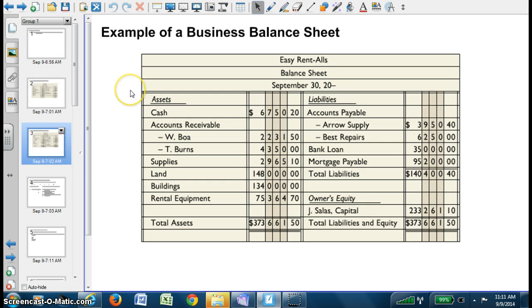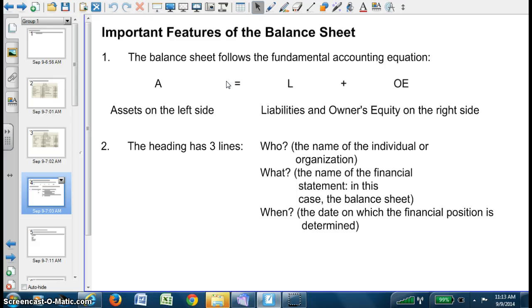Here we have an example of a balance sheet for a business. So the only difference is some of the accounts are different. So you'll notice there are account receivable accounts. The asset accounts are a little bit different, and notice how the dollar values are much larger. And then we have some differences down here in the owner's equity section. Now I'll talk about the important features of the balance sheet.